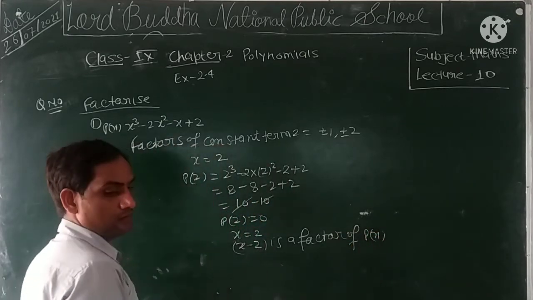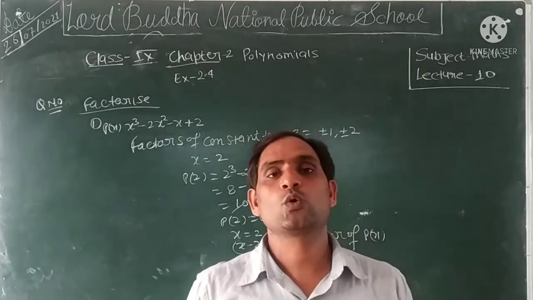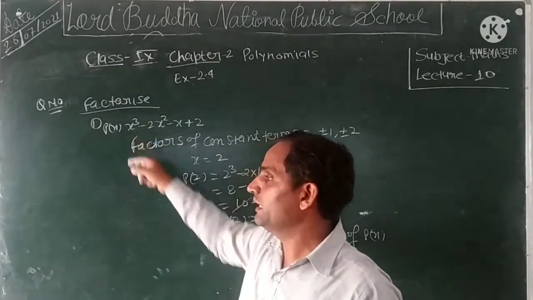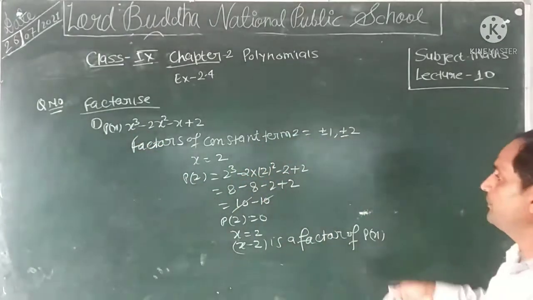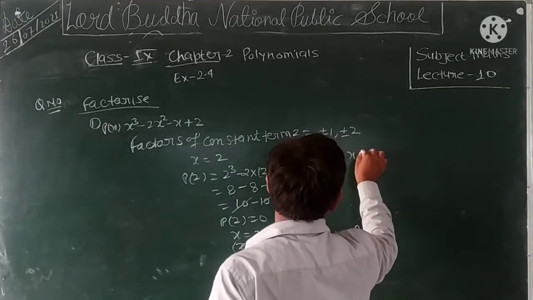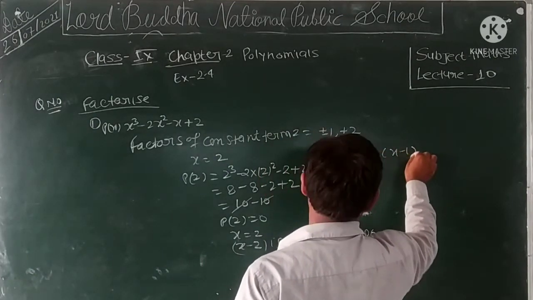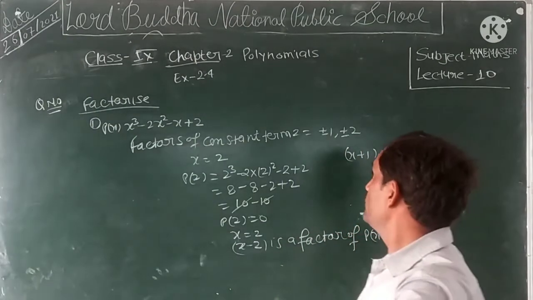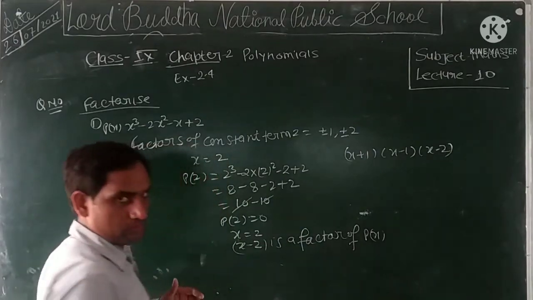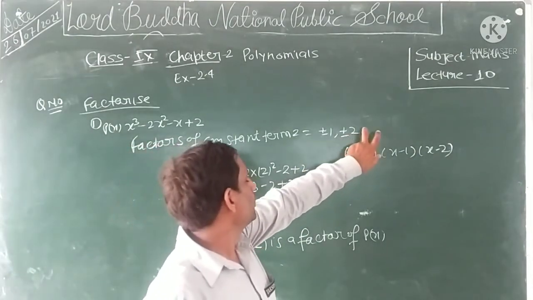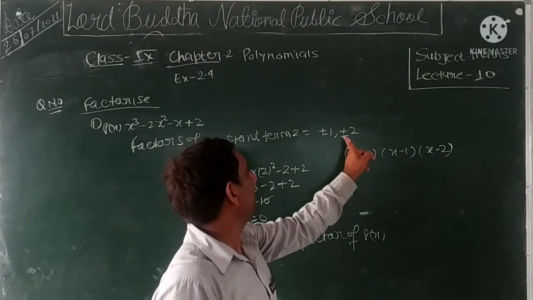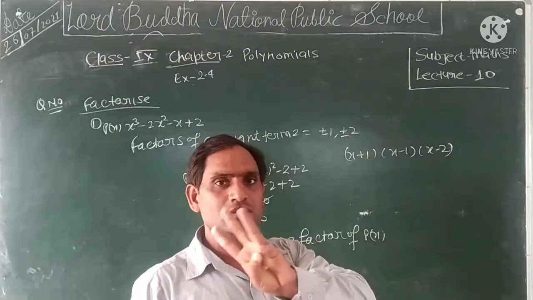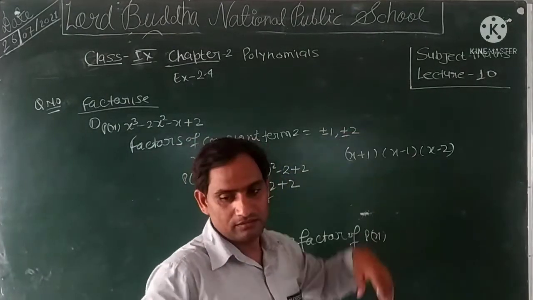In this way, we find the required factors of this cubic polynomial, because the degree of this polynomial is 3 and we have got the 3 factors, namely x plus 1, x minus 1 and x minus 2. Okay, you can check x equal to minus 2. If 2 is not satisfied, then we check for minus 2. But our required 3 factors have been found, hence we leave the other.